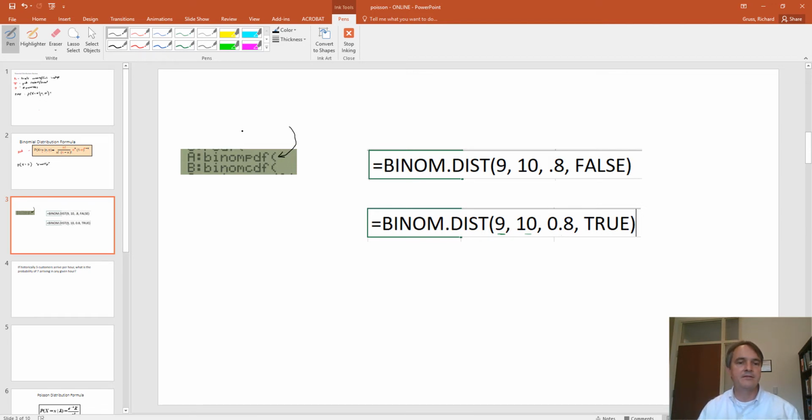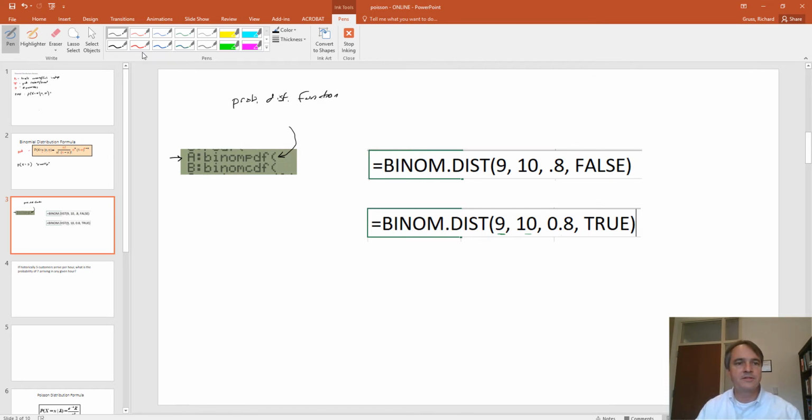The Binomial PDF. These letters here actually stand for probability distribution function. When we get to continuous probability distributions, we're going to have something called a density. But this D in this context doesn't actually refer to a density. So when we are looking for a particular exact value, we use the Binomial PDF, probability distribution function.